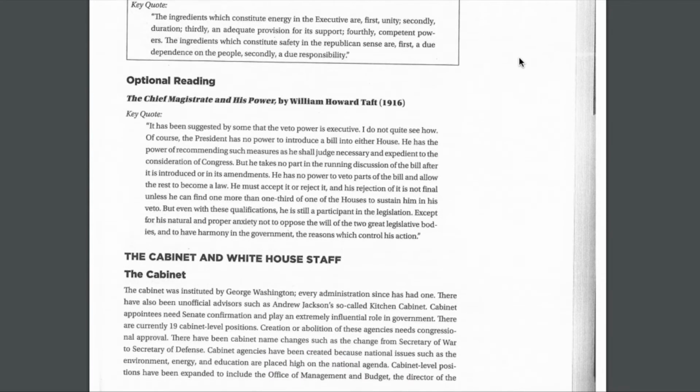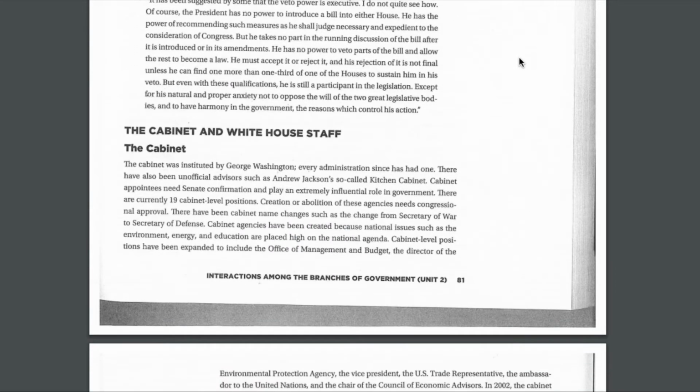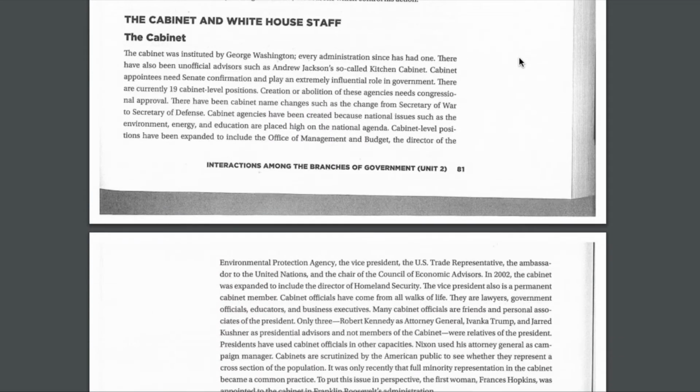Looking then under the president is the cabinet and the White House staff. Your cabinet are 15 members that are appointed by the president and approved by the Senate, and they are controlling very large departments. They are like the Secretary of State, Secretary of Transportation, and they have a lot of people working underneath them.